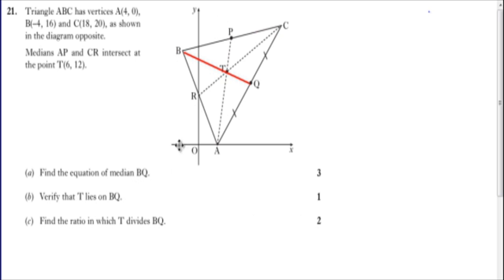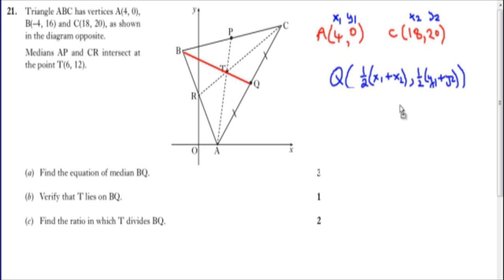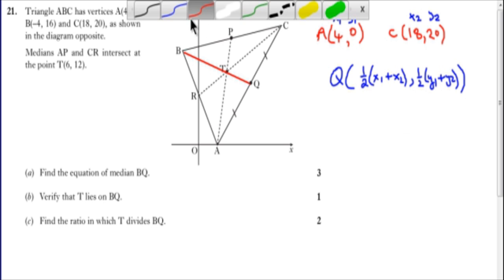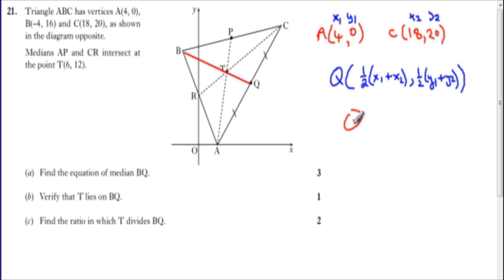Find the equation of the median BQ. We first of all need to find the gradient of BQ, but before that we need to find the coordinates of Q. Now Q is the midpoint of AC, so we can use the midpoint formula using the points A and C. So to work out the coordinates of Q, we take half the sum of x1 plus x2, which is 4 plus 18 is 22, half of that is 11. y1 plus y2 is 20, half of 20 is 10.